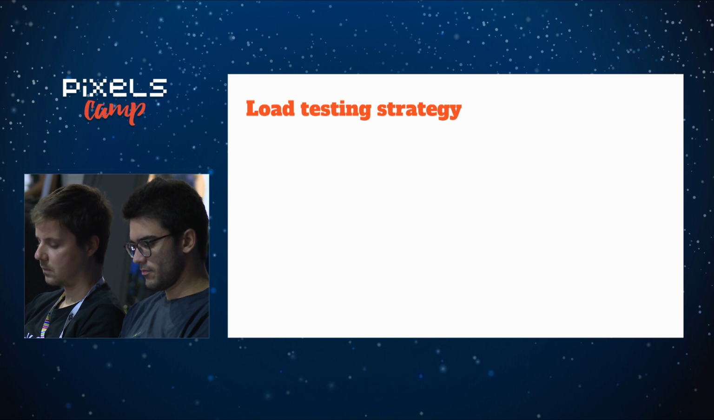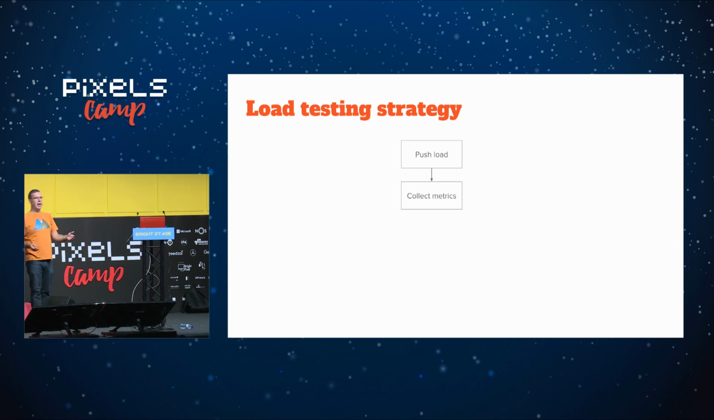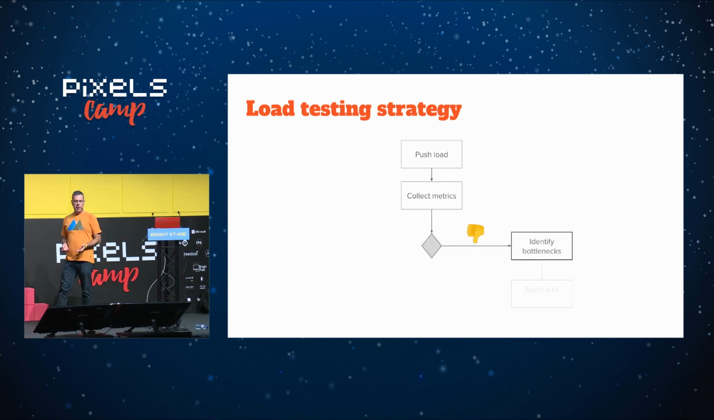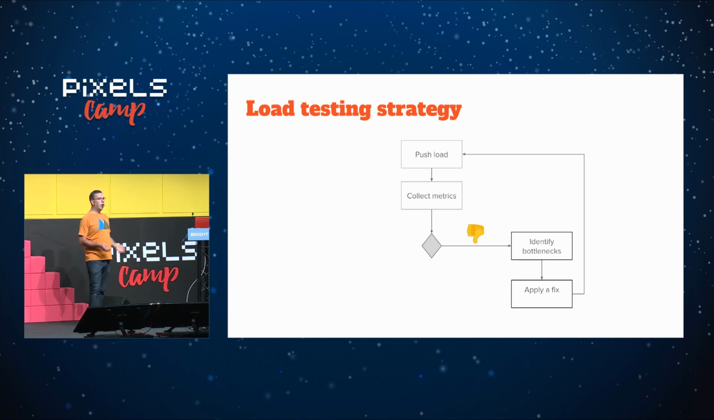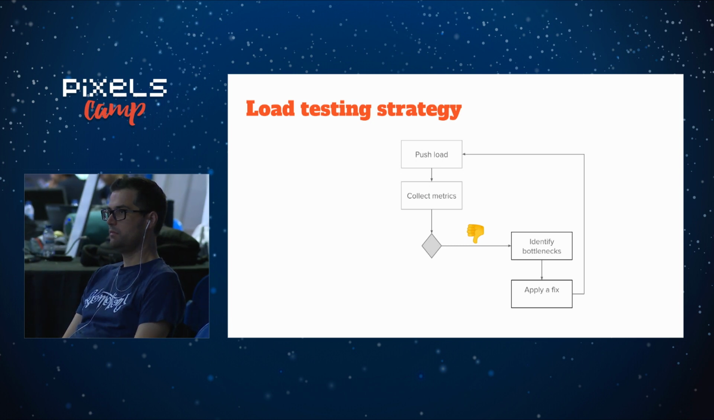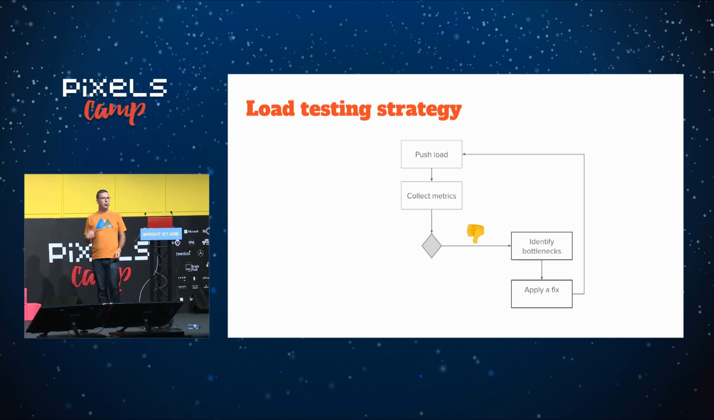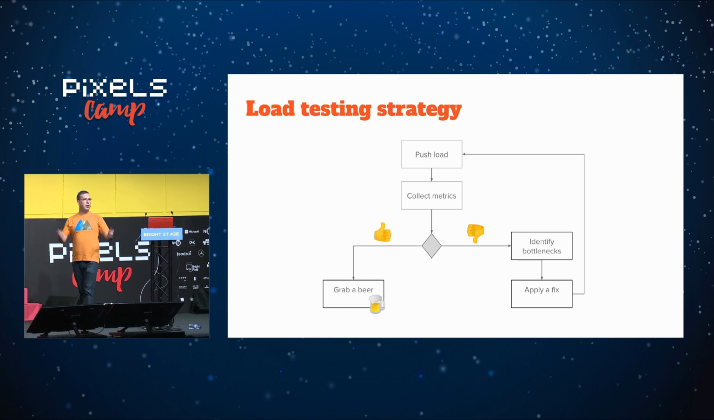So what's the common strategy for performing load tests? You pick up your application, you push load into it, and you collect metrics. Then you interpret those metrics, and if those metrics are not what you expect them to be, you go and find bottlenecks in your application to see where the slowness is coming from. You apply a fix and then you iterate. You keep testing, collecting and iterating on your application until you're happy, and then you can go and grab a beer.